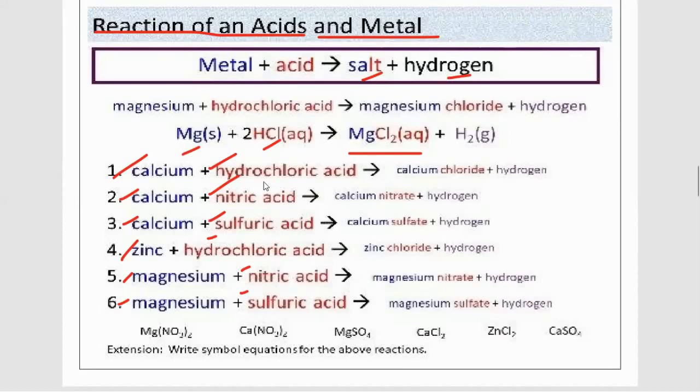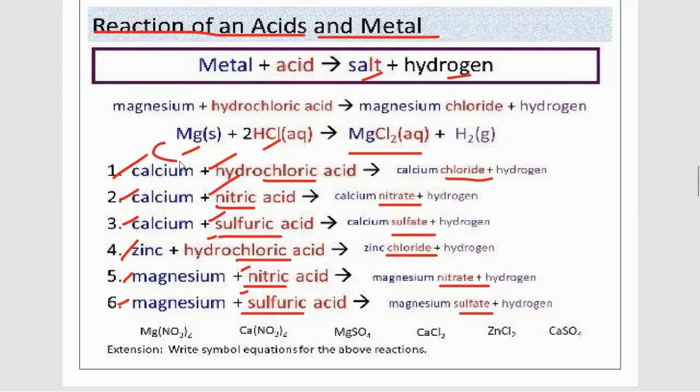If it is hydrochloric acid, chlorides are formed. Nitric acid, nitrates are formed. Sulfuric acid, sulfates are formed. So like this easily you can remember. Once again, hydrochloric acid, chlorides; nitric acid, nitrates; sulfuric acid, sulfates.